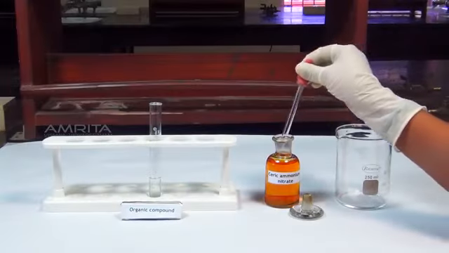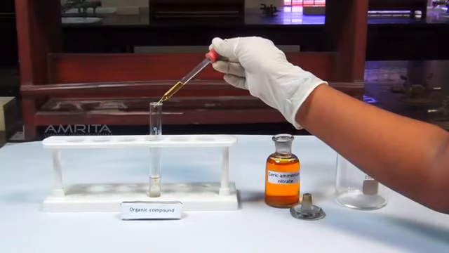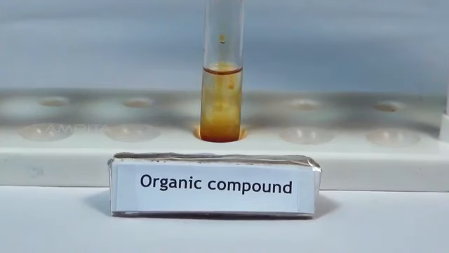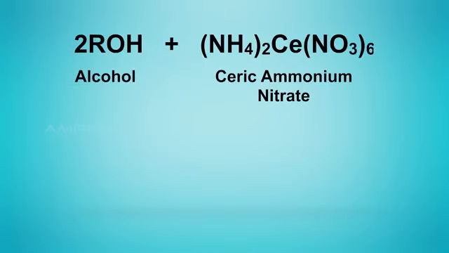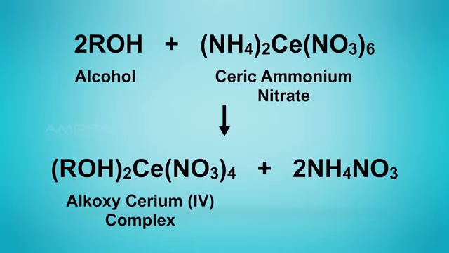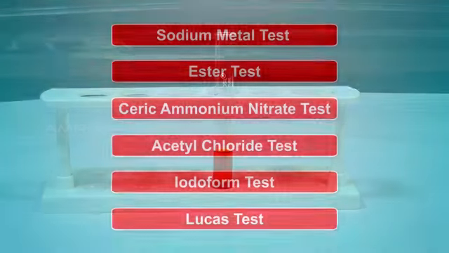Procedure: take a small quantity of ceric ammonium nitrate reagent using a dropper. Add it into the test tube containing a small quantity of organic compound. Shake the test tube well. Alcohol reacts with ceric ammonium nitrate to give a red coloration due to the formation of alkoxycerium(IV) complex.